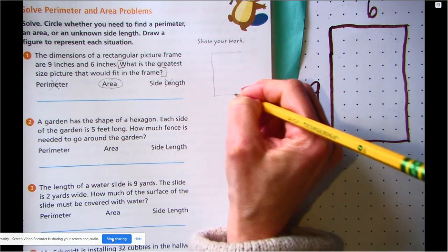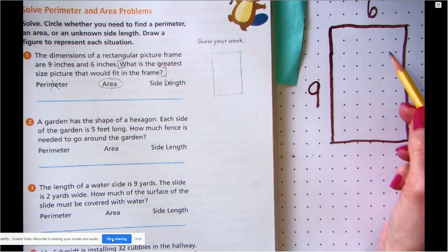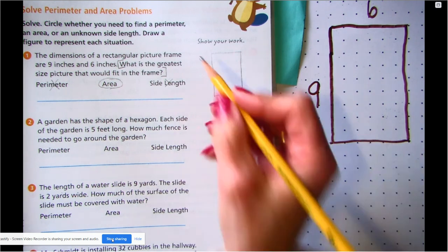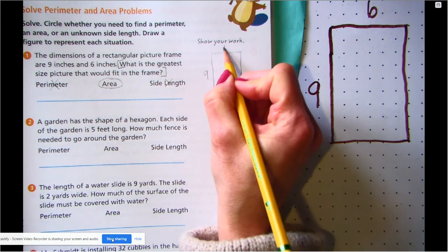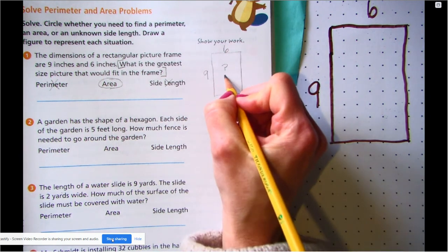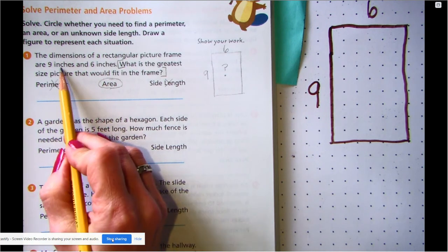Obviously, it's not going to be exactly the same, but we know what shape it is. It's longer in one direction than it is in the other. And I'm going to label my side lengths. Okay, so we're looking for what's on the inside. And remember, area always has squares, the number of square units on the inside. This one is talking about inches.